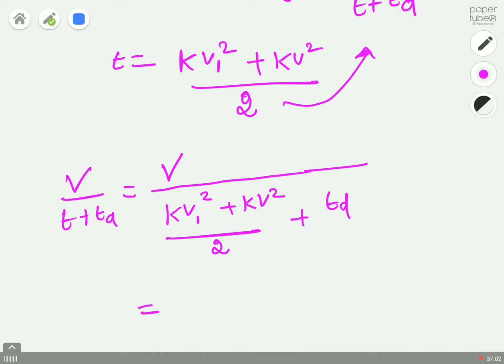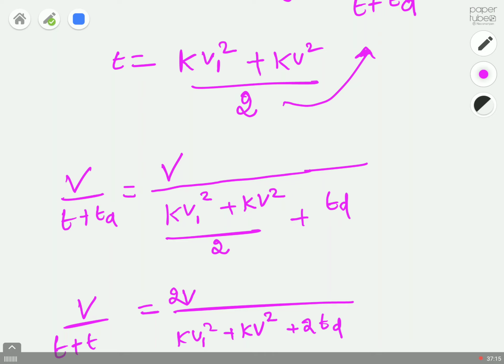So you can expand this equation. V divided by kV1 square plus kV square plus 2D, and then you will have 2 on the numerator. So V by T plus TD is nothing but your total filtration rate. I will tell why we are calculating all these things. This total filtration rate should be maximum. From time t equal to 0 to the end of your filtration, my filtration rate will be defined by this equation. Yeah?